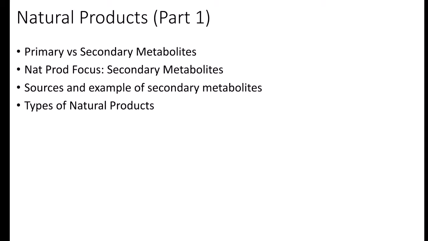This will be our outline. First, we will talk about primary versus secondary metabolites. Second, I will explain why the focus of natural product chemistry is on secondary metabolites. Third, I will show you sources and examples of secondary metabolites. And lastly, we will discuss the types of secondary metabolites.